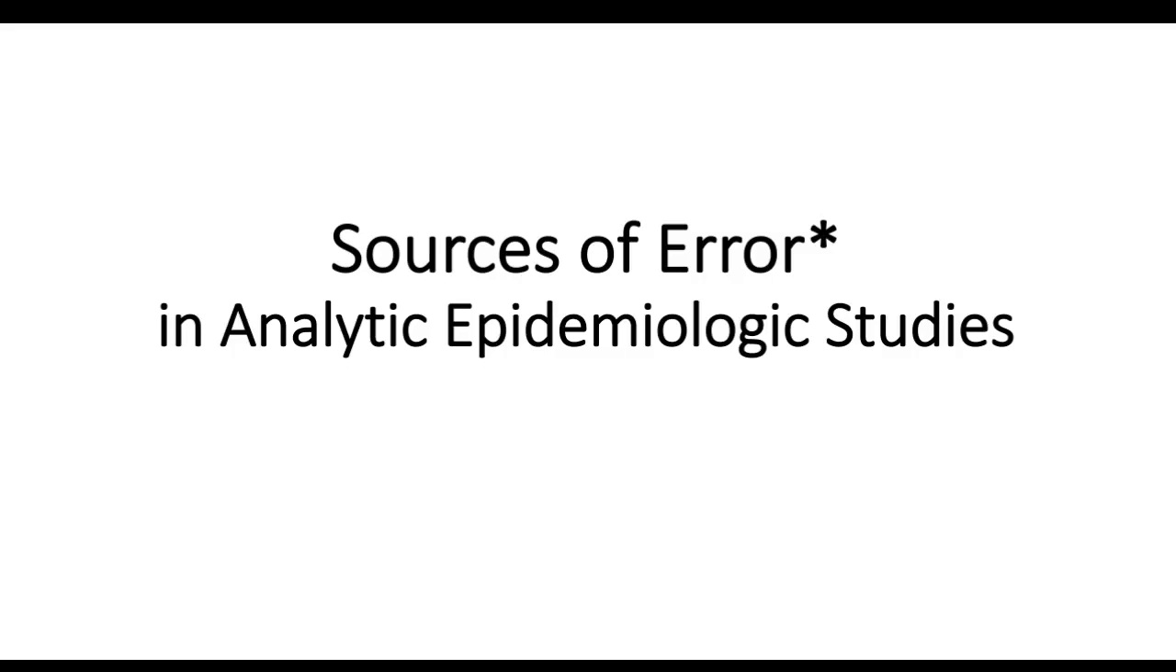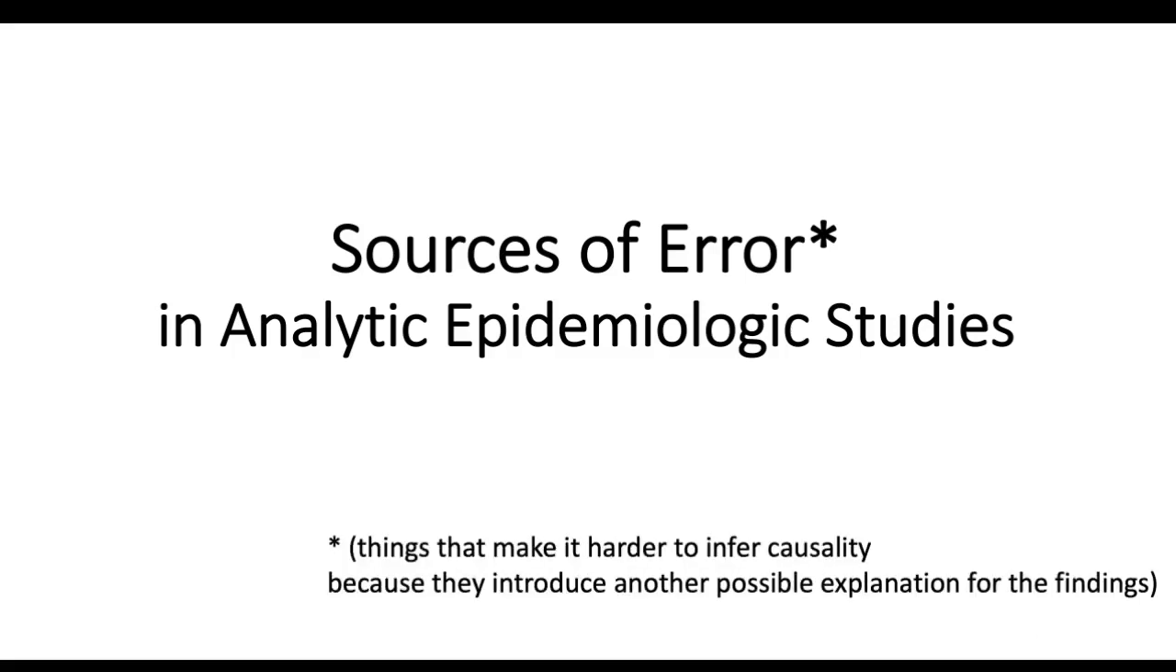Remember that all epidemiologic studies, even the gold standard, are subject to error, and error makes it harder to infer causality because it introduces other possible explanations for the findings. You've seen two important sources of error in analytic epidemiologic studies: reverse causation and confounding.